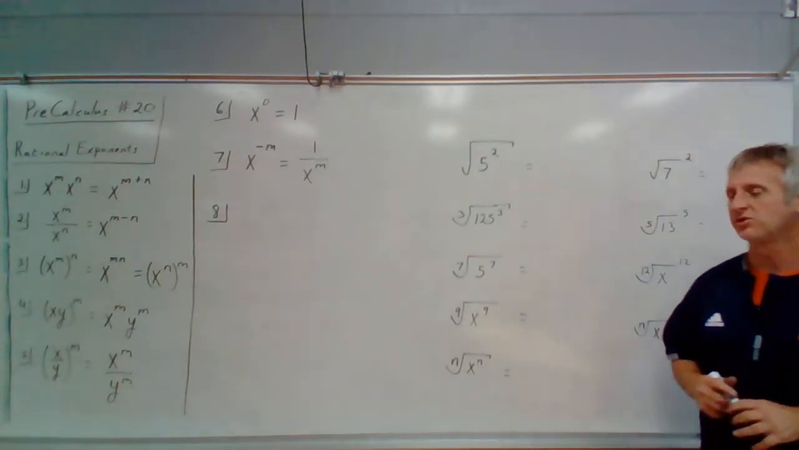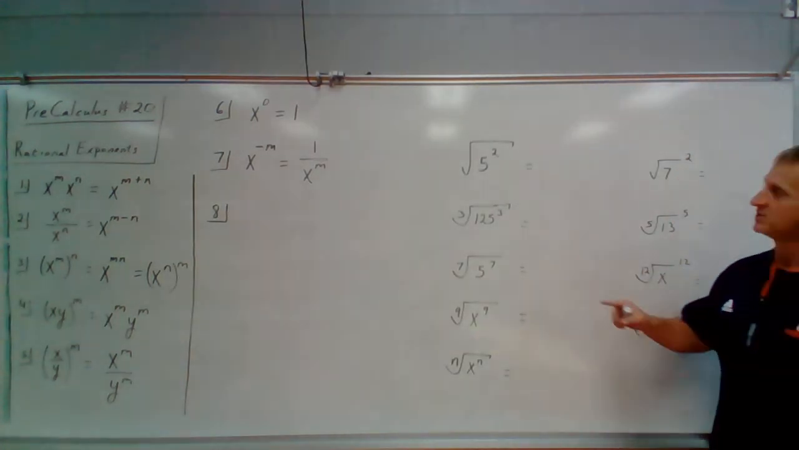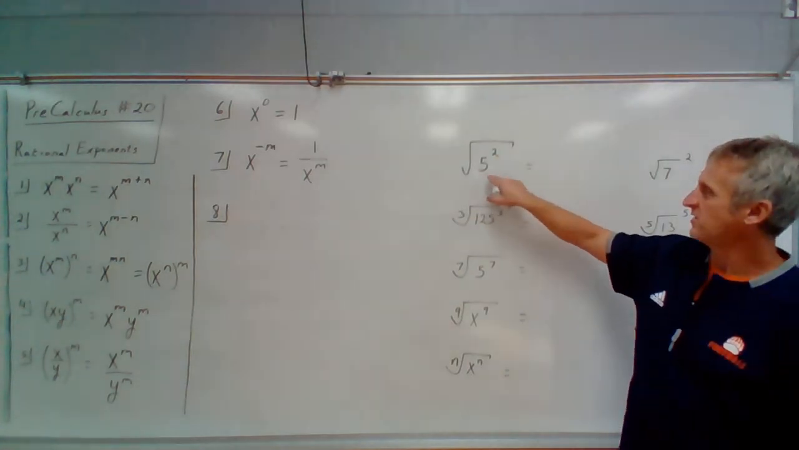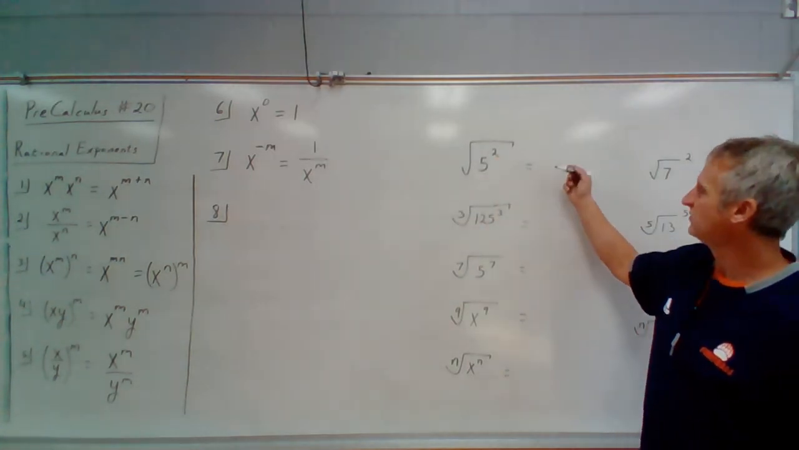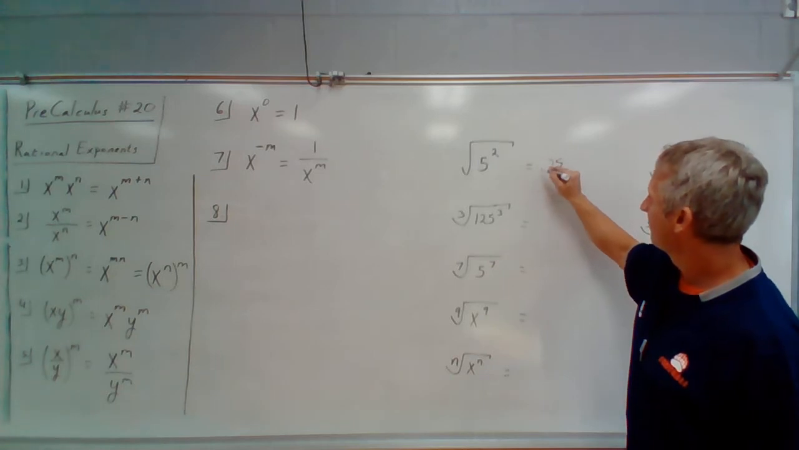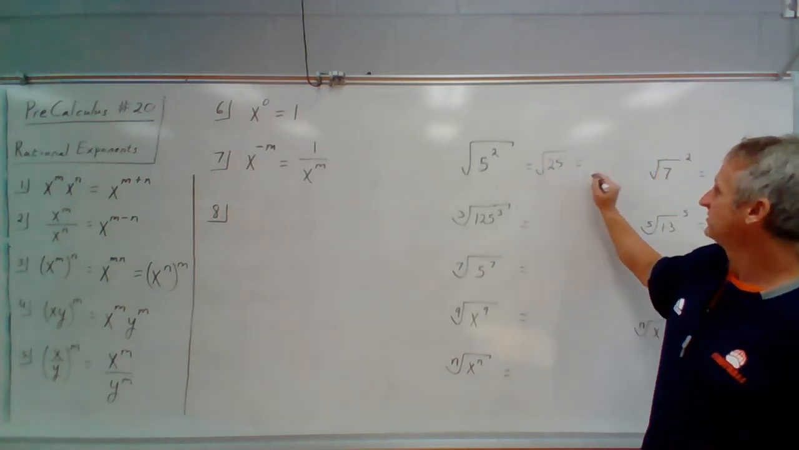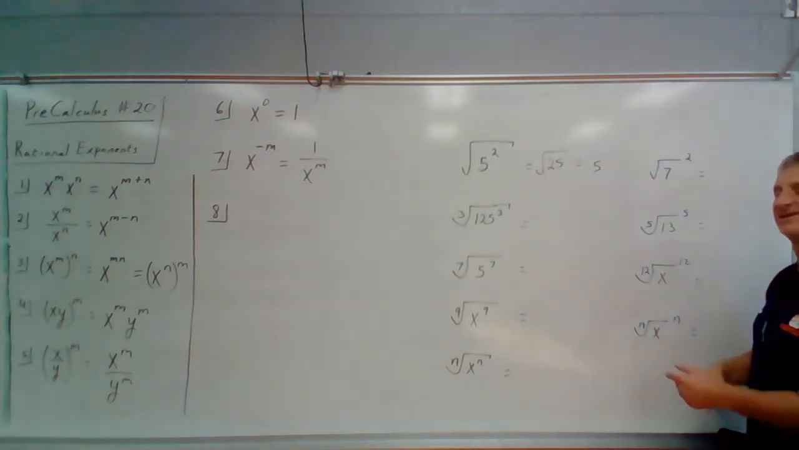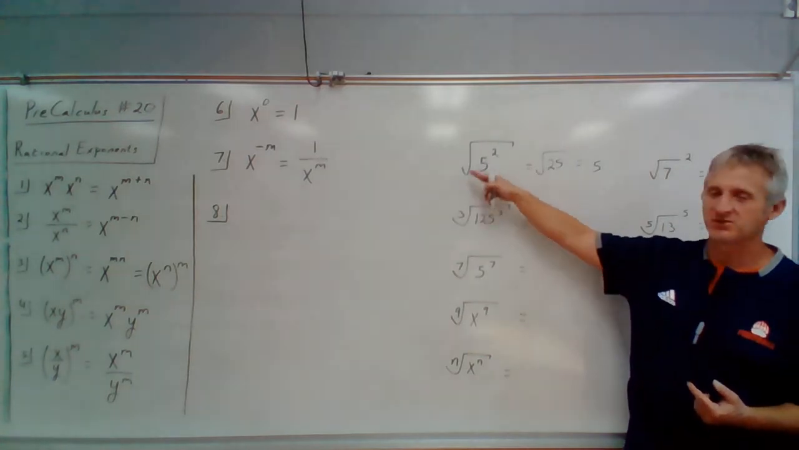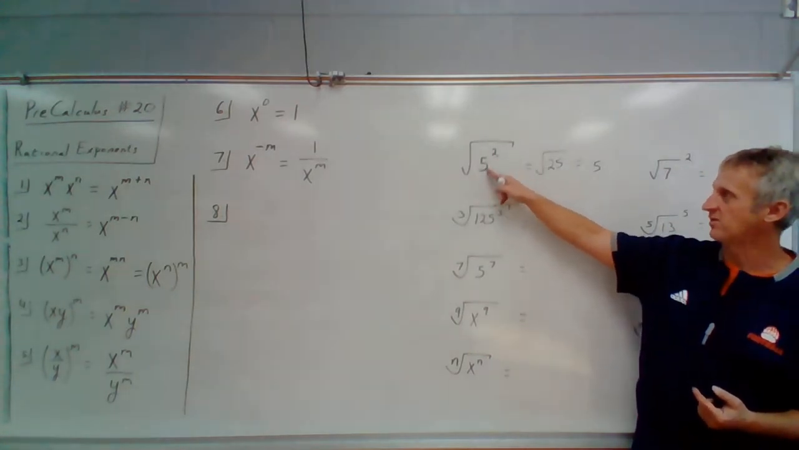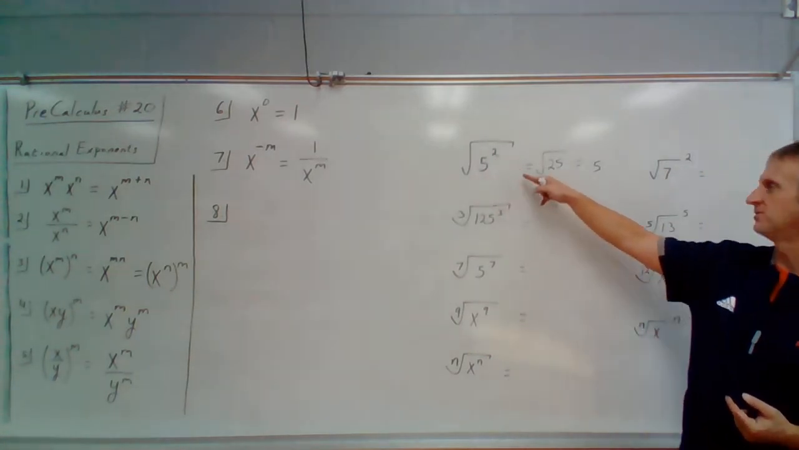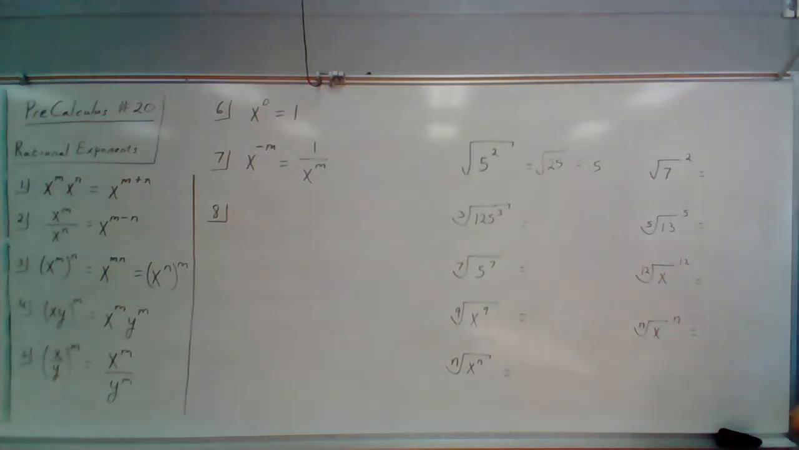All right, so some more useful examples here. So what's the square root of 5 squared? Well, 5 squared is 25. And the square root of 25 would be 5. So again, those are inverse processes, square root and square. If I square a number and then take a square root of it, I get right back where I started.